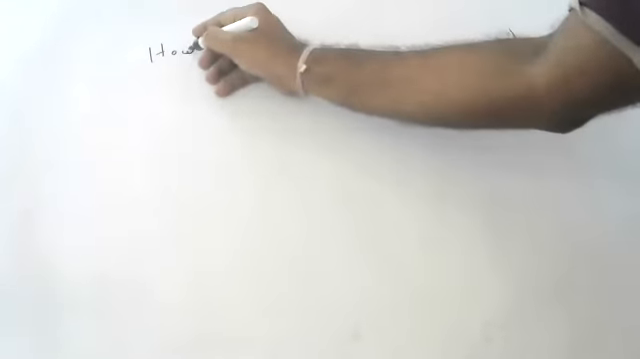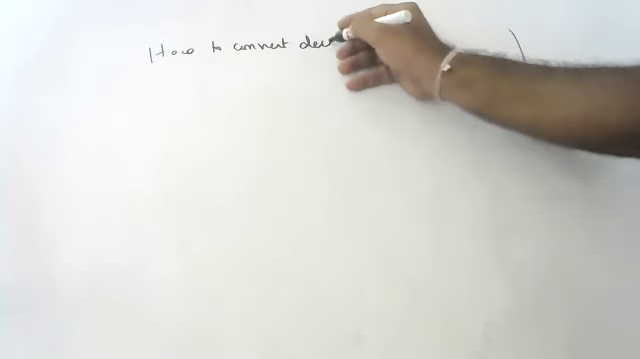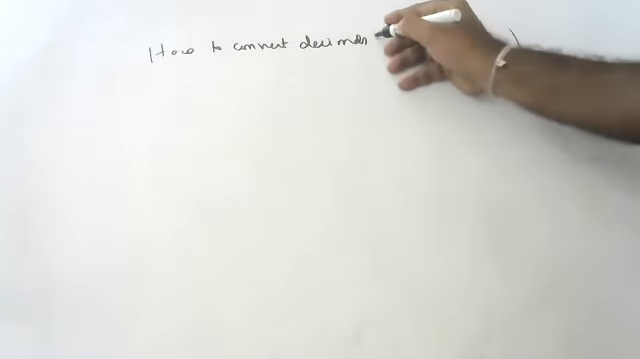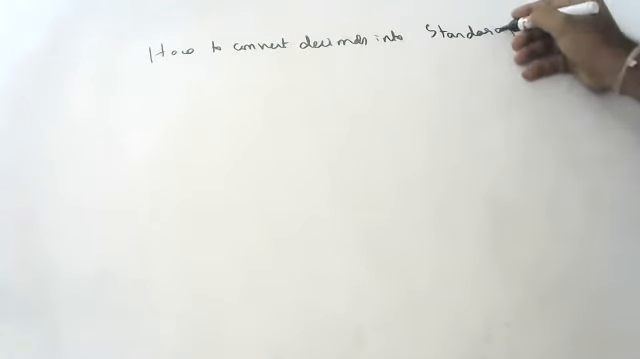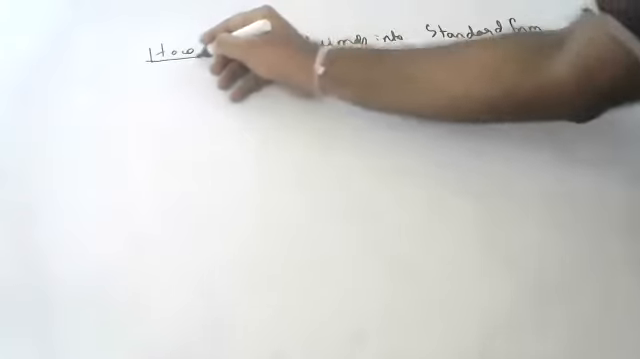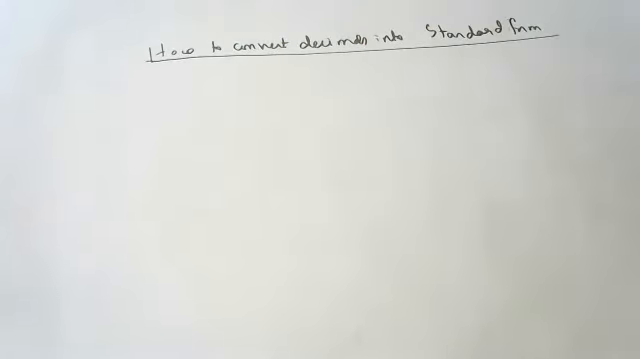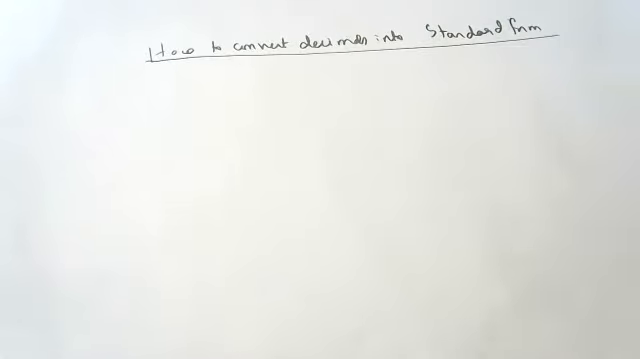Children, today we will learn how to convert decimals into standard form. Children, in yesterday's class, I dealt with normal numbers into standard form. Today we will discuss how to convert decimals into standard form. What is the standard form? Standard form means after the first number, the decimal should come.